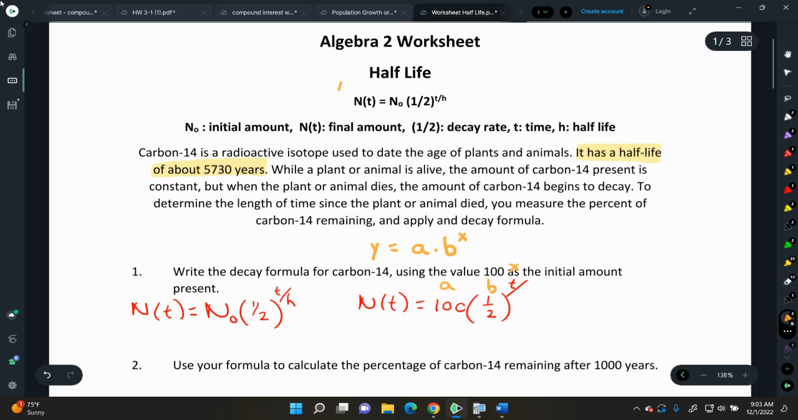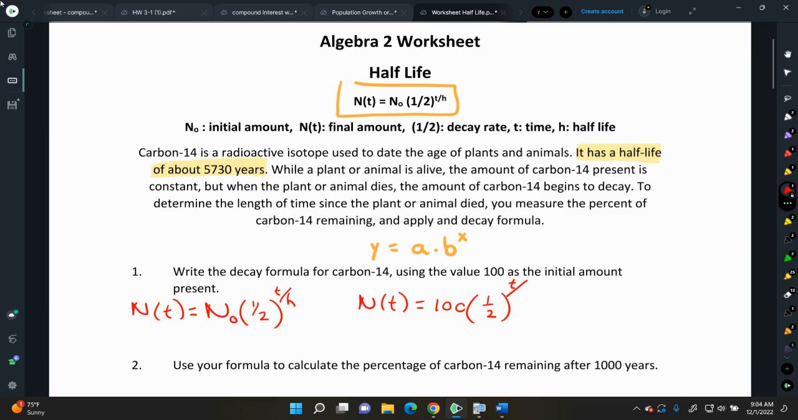But if you look at my half-life formula, what else do I have in there? h. What's h going to be in this formula? What's the half-life of carbon-14? 5,730. 5,730 is the half-life. Are they always going to give us the half-life? Right now, yes. When we learn how to solve exponents using logarithms, no. Sometimes when we get to that point, you'll be asked to determine the half-life.